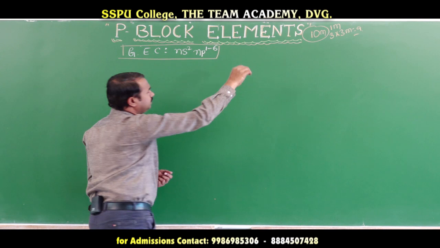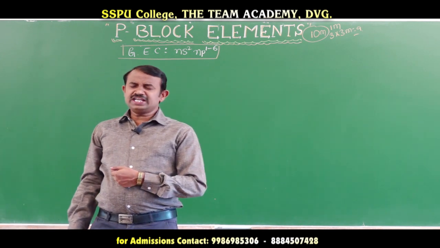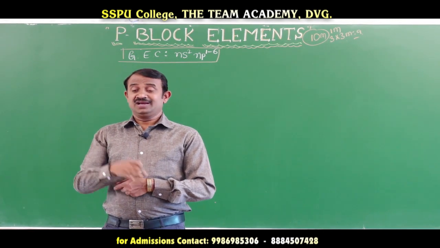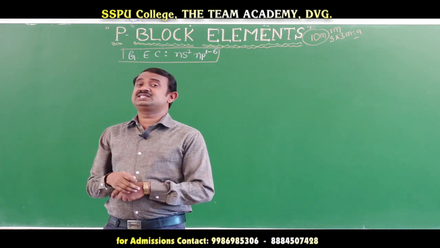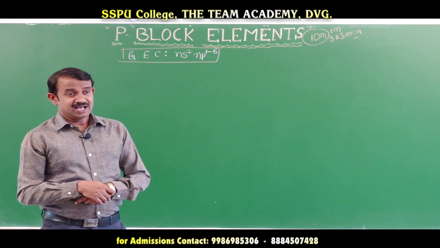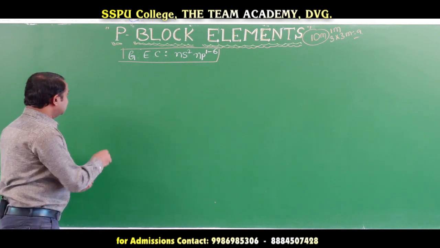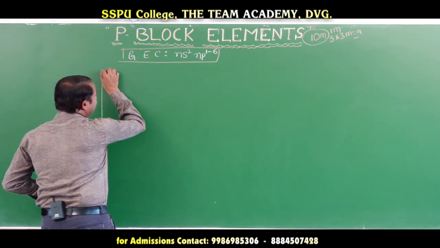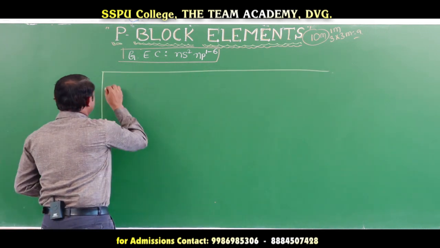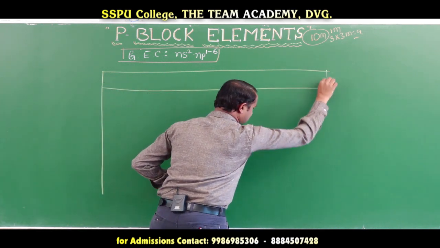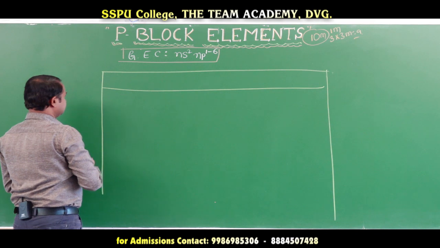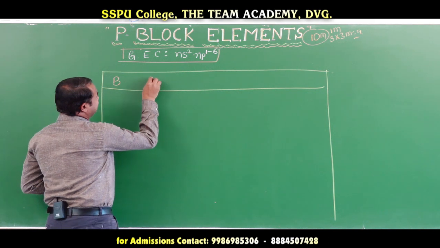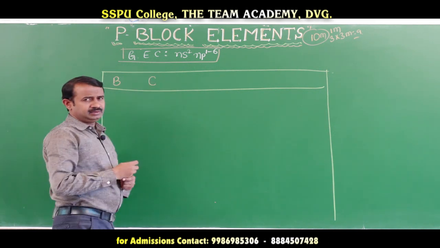It will start from the 13th group. The first and second groups are alkali metals and alkaline earth metals. The 3rd group to 12th group are D block elements, the transition elements. Next we go to the 13th group, which is the boron family.